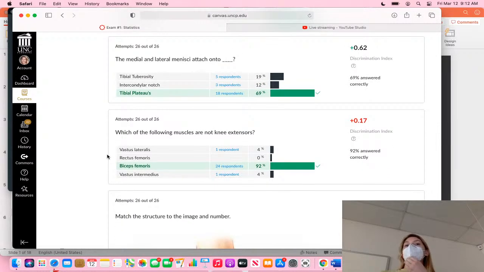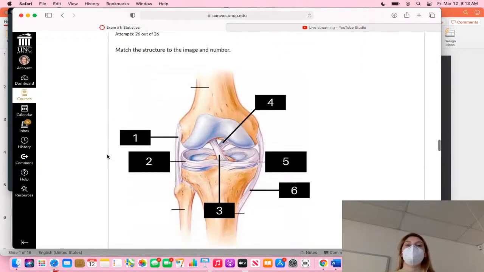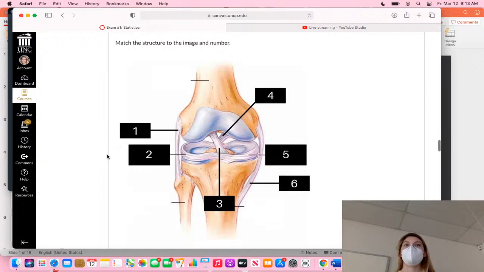Which of the following muscles are not knee extensors? Out of these four, this is the only one that is on the posterior side. So we know vastus lateralis, rectus femoris, vastus intermedius are all on the anterior side. Therefore, they're all knee extensors. So this is posterior, therefore it's not. Most people got these ones right. Just identification.